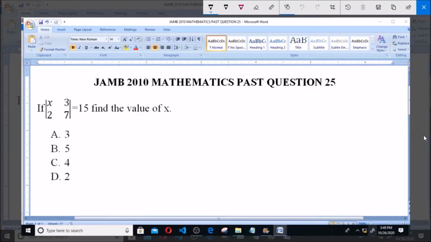I will be answering JAMB 2010 Mathematics Past Question 25. If the determinant of a 2 by 2 matrix, which has x, 3 in the first row and 2, 7 in the second, is equal to 15, find the value of x in this matrix. Options: A 3, B 5, C 4 and D 2.